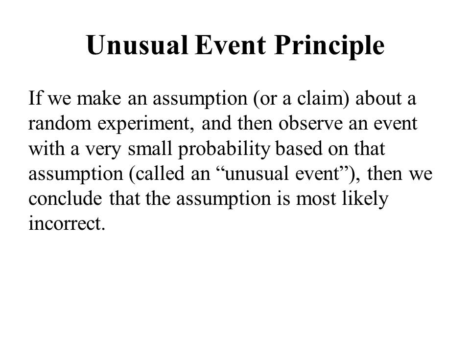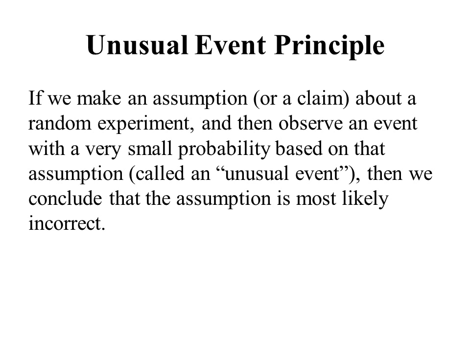Our last concept in this section is a fairly simple idea, but it's extremely important because it forms the theoretical foundation for a lot of what we do starting in Chapter 5. And we're going to state this in what we call the unusual event principle, which says if we make an assumption or a claim about a random experiment and then observe an event with a very small probability based on that assumption, called an unusual event, then we conclude that the assumption is most likely incorrect.